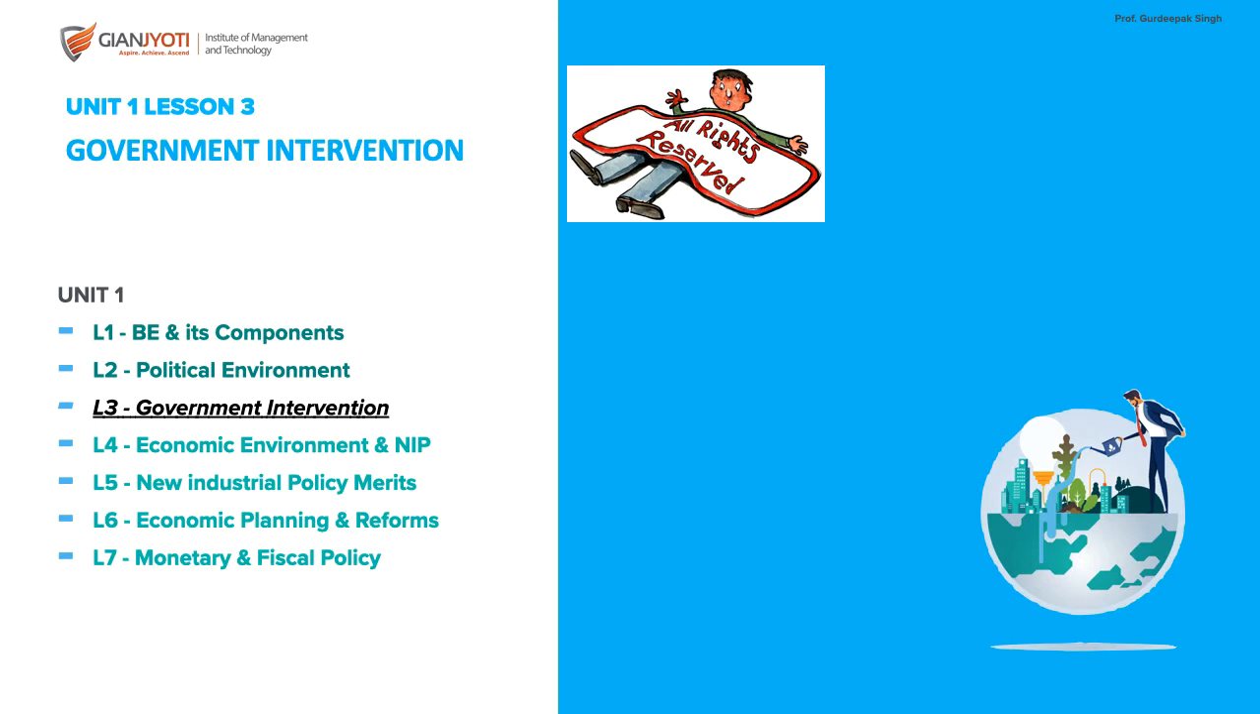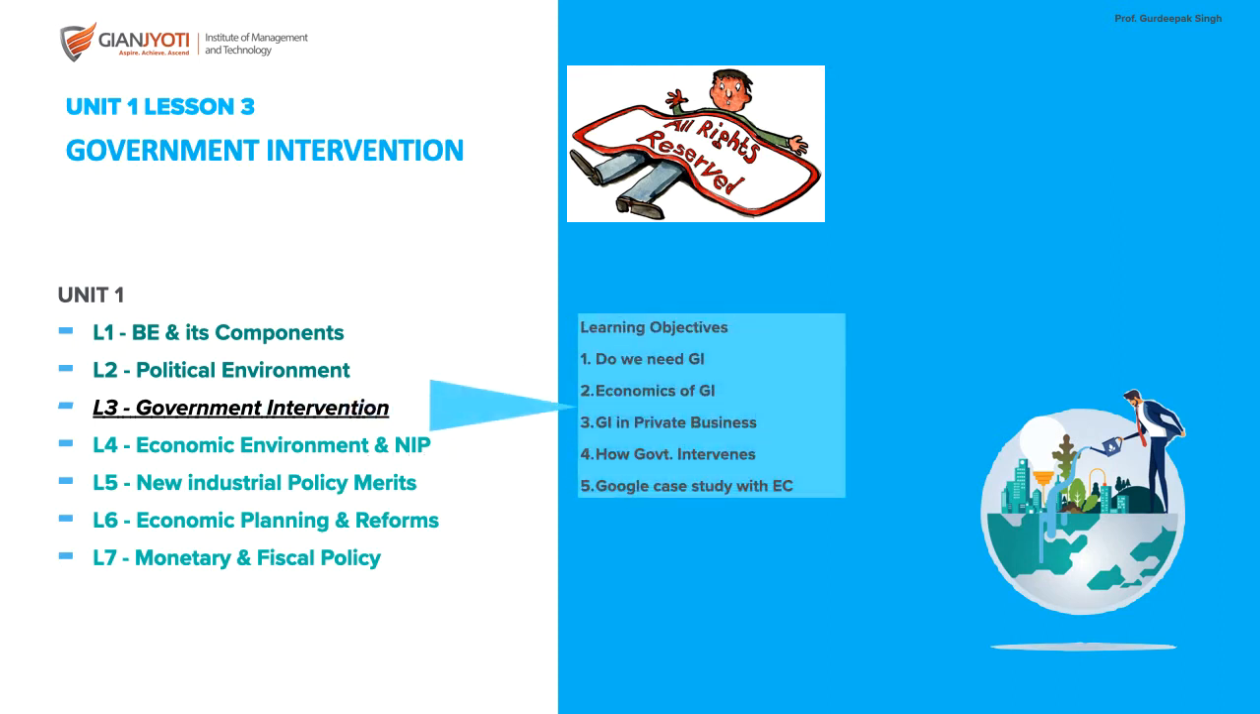The learning outcomes for this lesson are, this is very important to know to what extent the government should intervene in the business. So we'll be looking at 5 learning objectives. Number 1, we would like to debate on whether we need government intervention, and if yes, in what all areas.